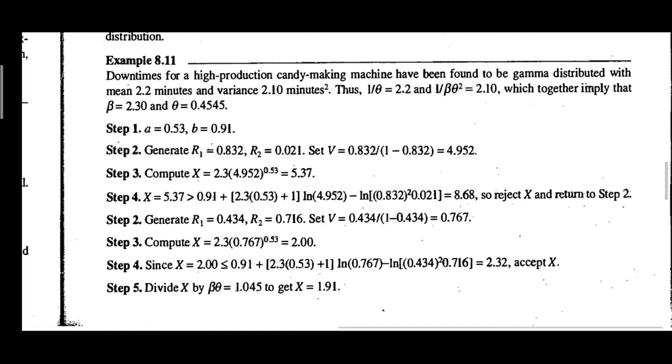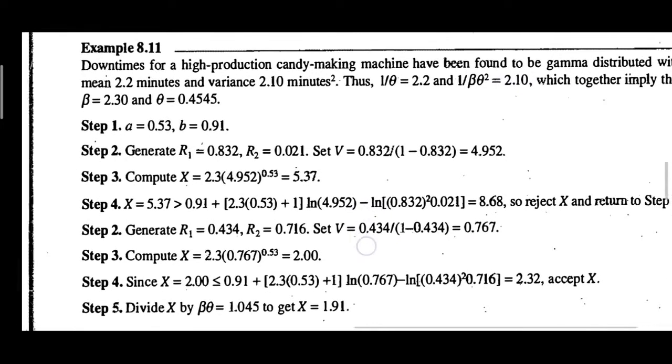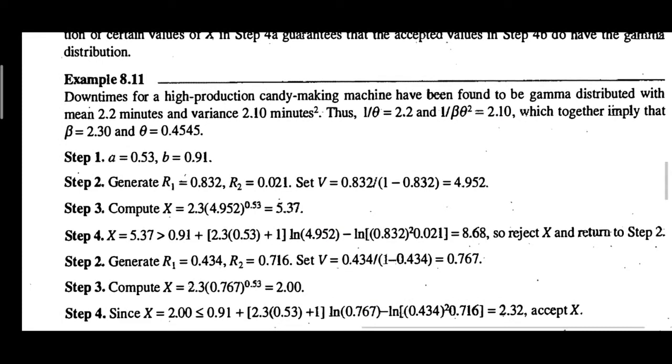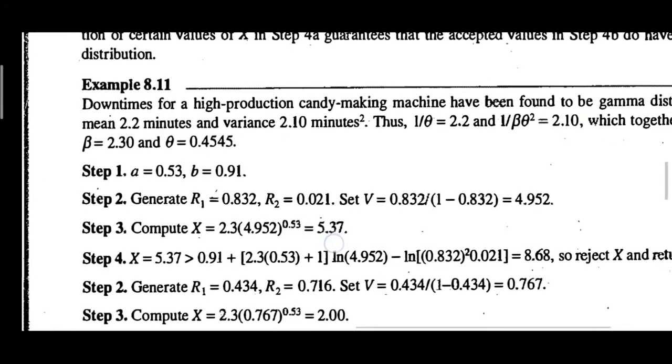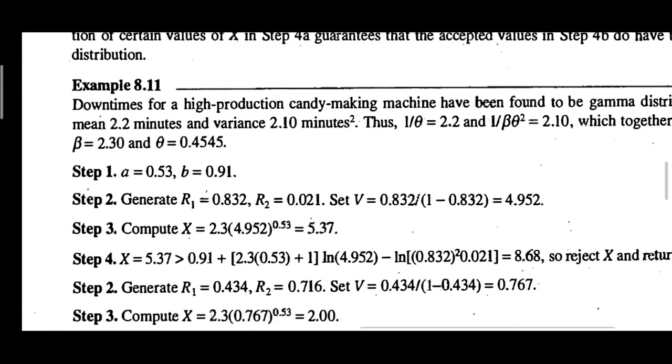Next, your job is to generate the variate using the gamma distribution. What is given? The mean value is given, right? How do we define the mean value in terms of a formula? It is 1 by theta, given as 2.2. And what is the variance? It is 1 by beta into theta square.